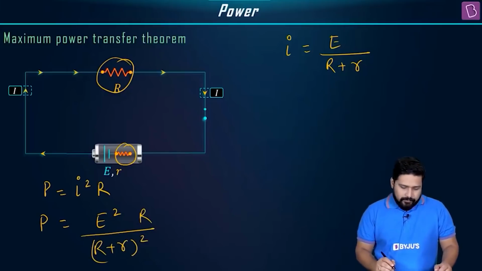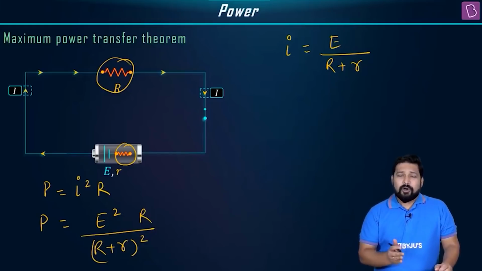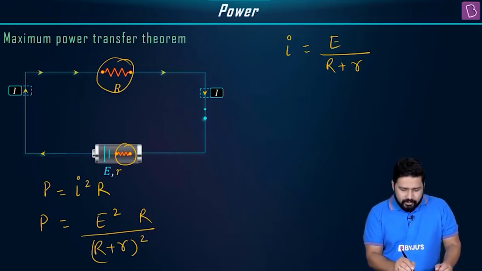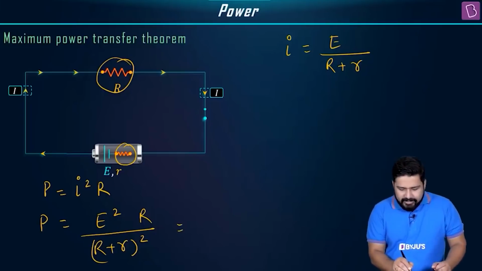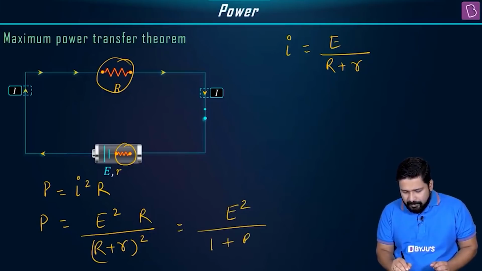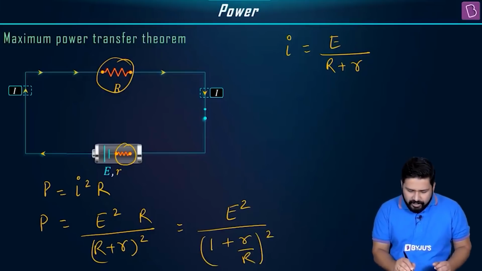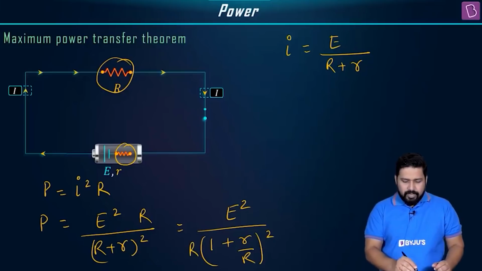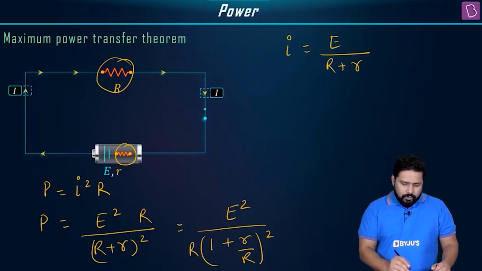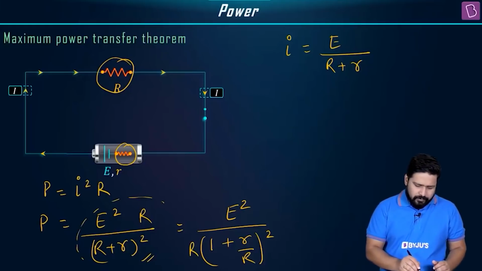Or you can also express this in another form by taking R square as common and then cutting things off. You can also rewrite this as E square divided by 1 plus small r by capital R. This is also another way of representation, and obviously one R will get cancelled out. So any form you like, you can just remember. Let us say we go with this form.